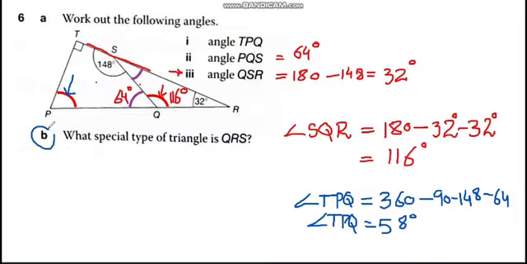In part B, they want us to write down what special type of triangle QRS is. In QRS, as we have got two same angles, this is an isosceles triangle where the two angles are the same.